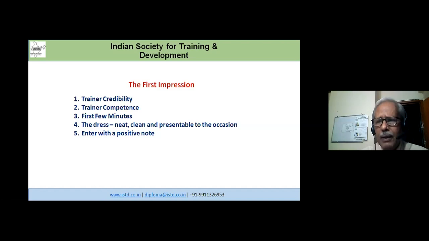But the most important part is that the first impression is to be created, and that first impression will be created the way the trainer enters the room. Immediately that impression is created. So number one, the dress the trainer wears should be neat, clean, and presentable to the occasion. When I say the dress should be neat and clean, it should not be something very costly. It is also not necessary that you must wear a suit and tie. Whatever he wears, it should be neat and clean. Number two, it should be as per the occasion.